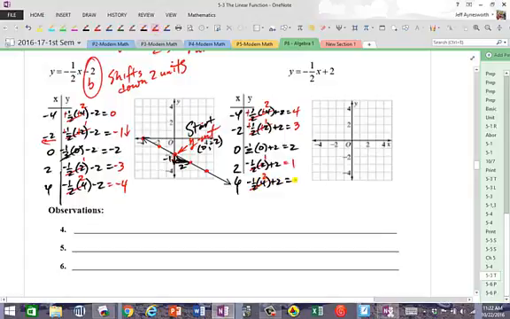Let's plot. So negative 4, 4. So left 4 up 4. Left 2 up 3, 0 comma 2, 2 comma 1, 4 comma 0. And graph your line.